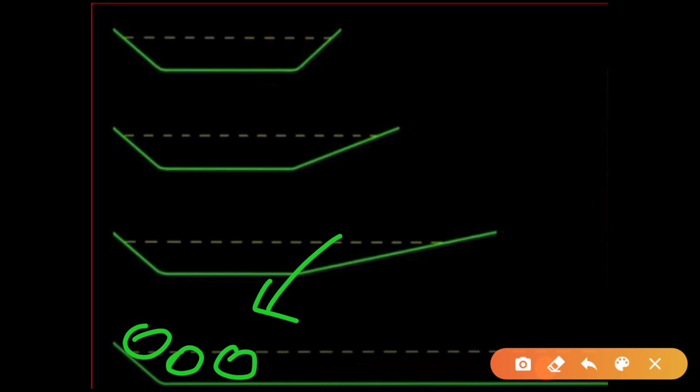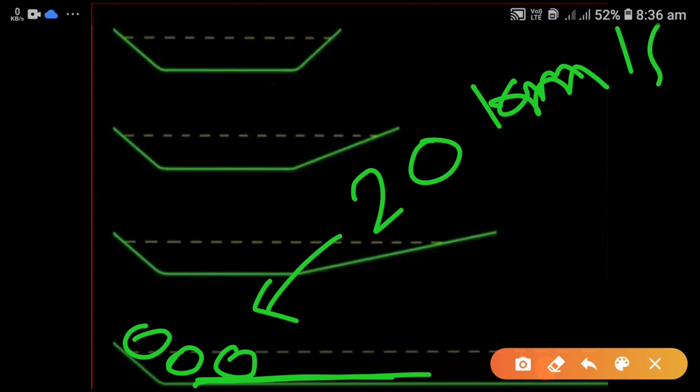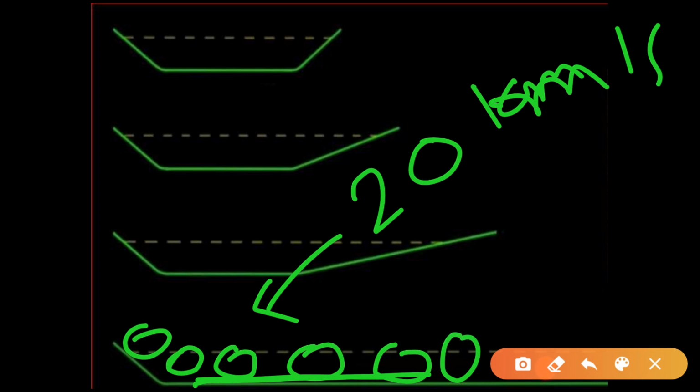Here you can see that there is no slope at this particular position, so it will acquire a constant velocity. Let us assume that it acquires a velocity of 20 kilometers per hour or 20 meters per second. Then what will happen? The ball will continue to move with the same velocity because there is no friction. We have assumed that there is no friction. Then the ball will continue to move with the same velocity until it reaches the same height from which it was released.